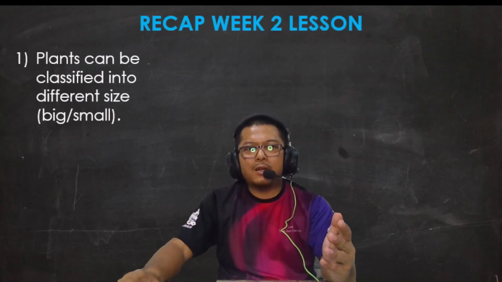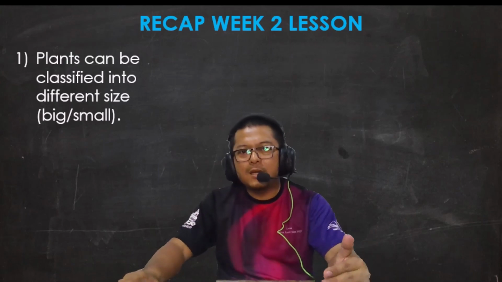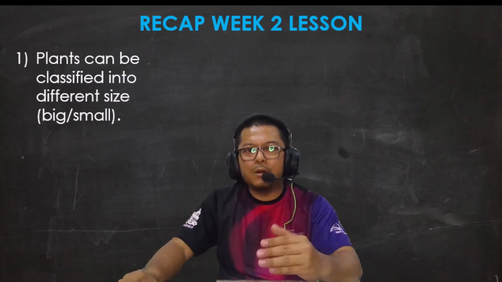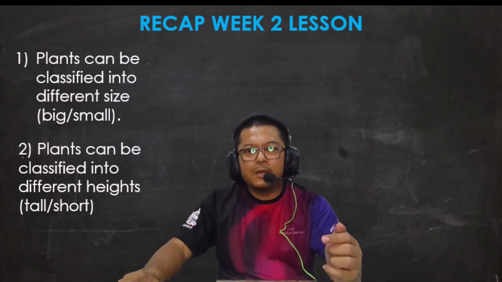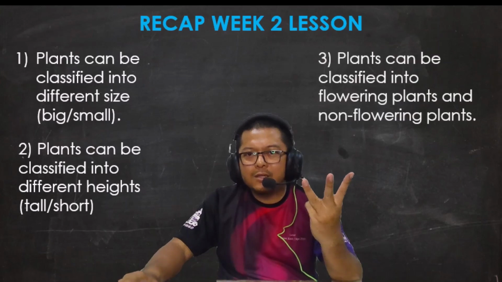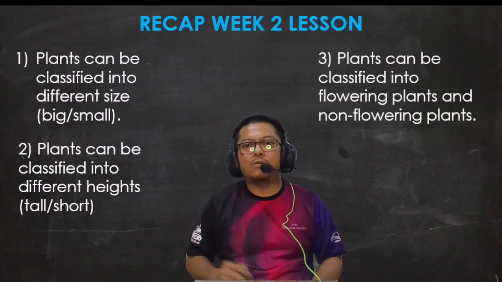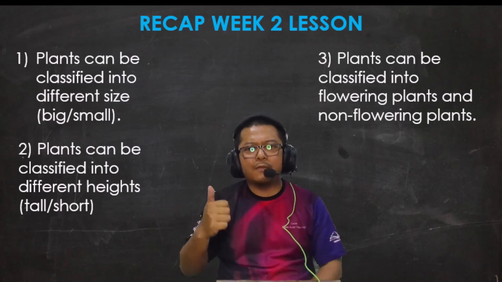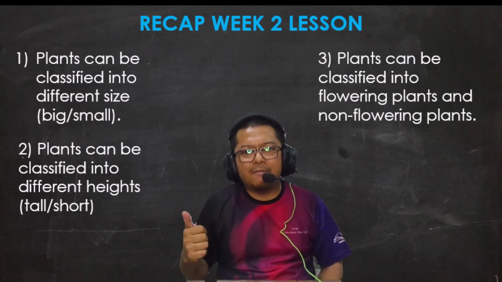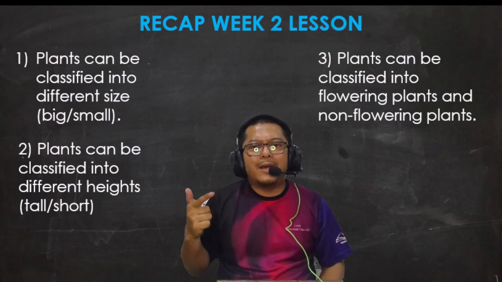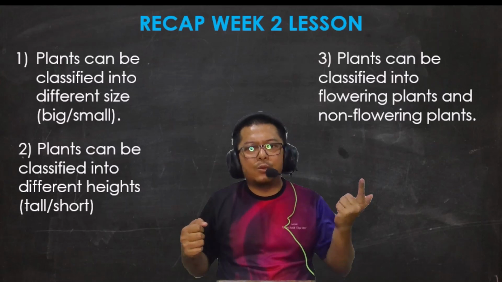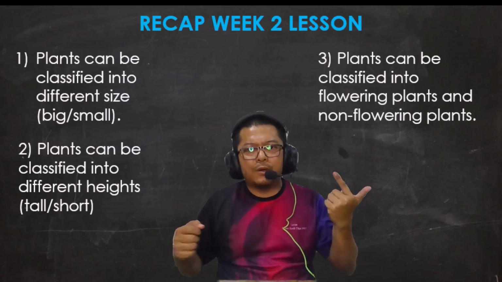So let's recap the week 2 lesson. Number 1, plants can be classified into different sizes, big size and small size. Plants can be grouped into big or small. Plants can also be grouped into tall or short. And the third one is plants can be grouped or classified into flowering plants and non-flowering plants. Again, flowering plants are plants that have flowers, and some would have fruits. Non-flowering plants are plants that do not have flowers and do not have fruits.